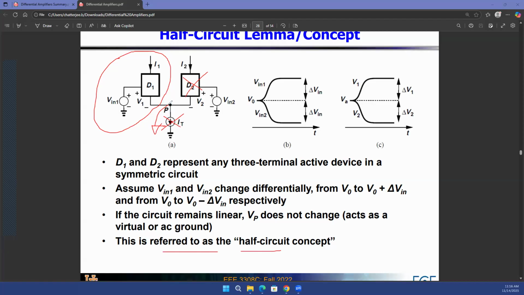But remember, the half circuit concept, in that the point P gets connected to AC ground, is valid only if you have an exact differential version of the signal on the two sides. If they're not exactly differential, that is, one has a higher amplitude, or you don't have exactly 180-degree phase difference, then this concept is not valid. Then you'll have an AC signal at point P, and you have to consider the effect of that AC signal at point P. But then again, that's a more complex analysis. In this class, we are looking at more and more simplifications, which means that we'll just consider the fact that this point P is connected to ground.